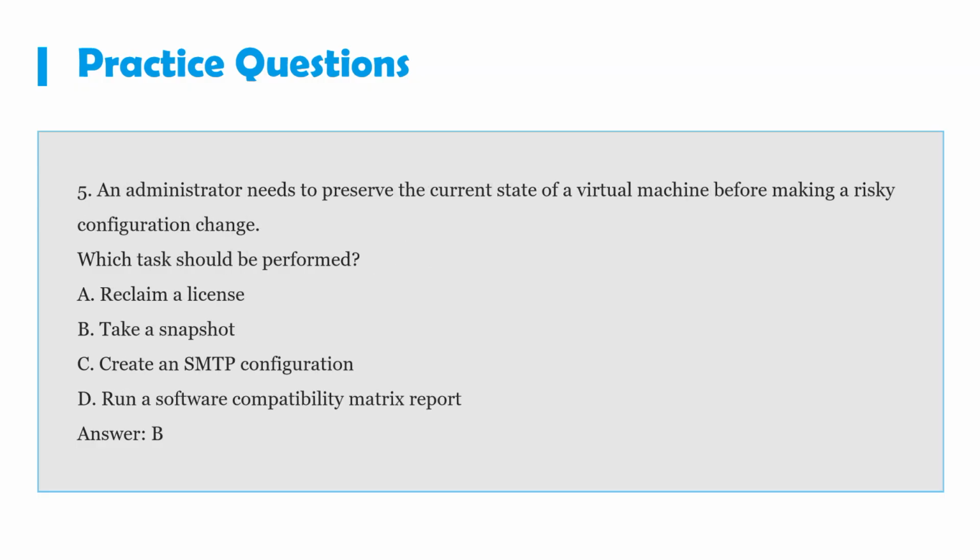5. An administrator needs to preserve the current state of a virtual machine before making a risky configuration change. Which task should be performed? A. Reclaim a license. B. Take a snapshot. C. Create an SMTP configuration. D. Run a software compatibility matrix report. Answer: B.